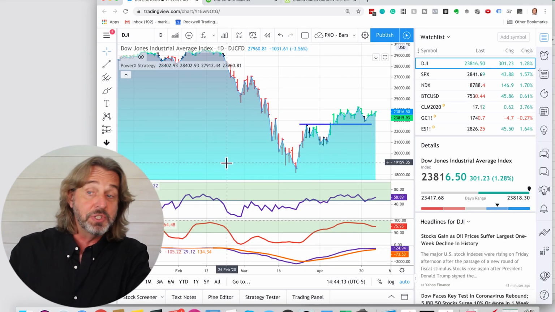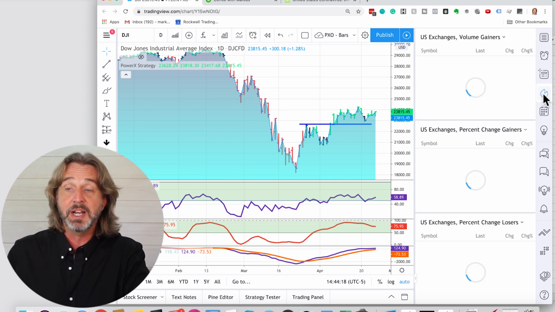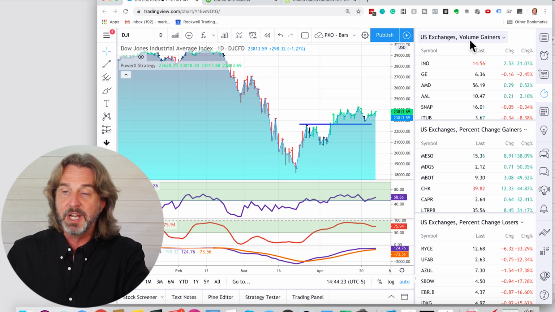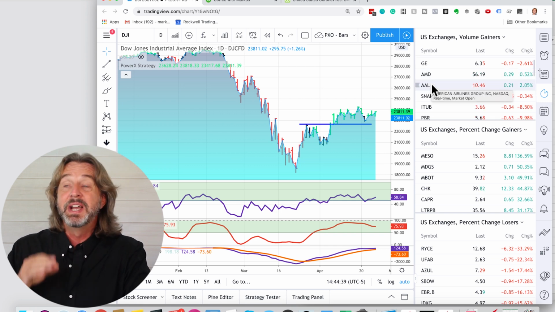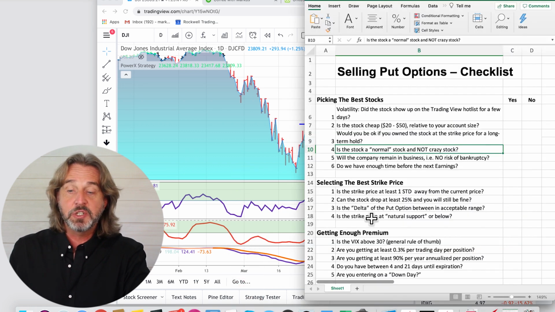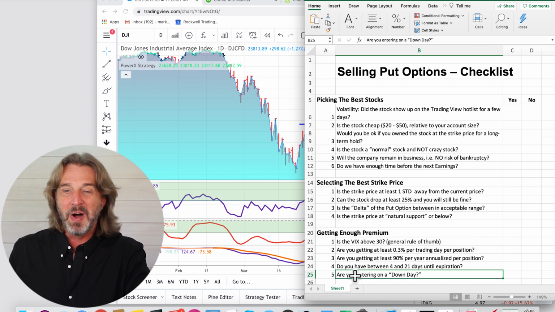As you know, I like to use TradingView, and TradingView has a hot list here on the upper right-hand side. This is where it shows for the US exchanges the volume gainers for today, the percentage change gainers, and the percentage change losers. So as you can see today, INO moved up 21%, GE moved down 2%, AMD moved up 0.5%. So I'm looking for stocks that had a substantial down move, because this is part of the checklist that we need to make sure we are entering on a down day. You see, this is step number 15 on this checklist here.